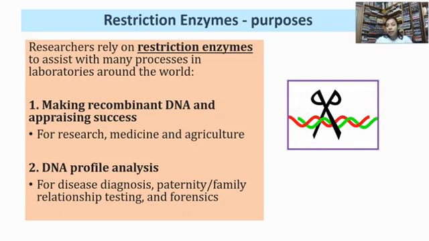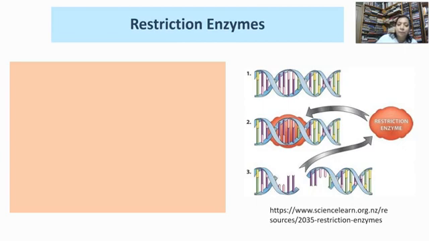We use restriction enzymes and use the patterns that are created by them in each individual to diagnose diseases, to look for paternity or family relationships, in forensics to identify the victim or to identify the culprit, or to make sure that we have the right culprit as well. So a lot of times it's used to exonerate people of the crime that they are being accused of. So restriction enzymes, the way they work, we'll talk about that in a second.